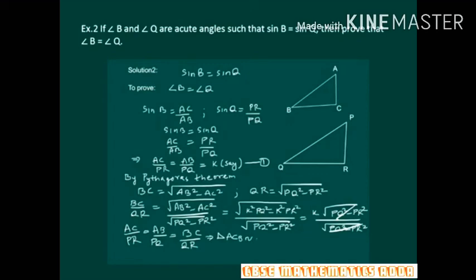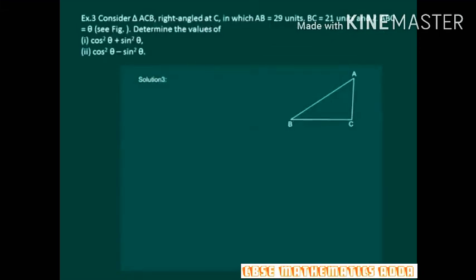So here the triangle ABC is similar to triangle PRQ, or simply the triangle ACB similar to PRQ and angle B equal to angle Q. These are the corresponding angles of the triangle.